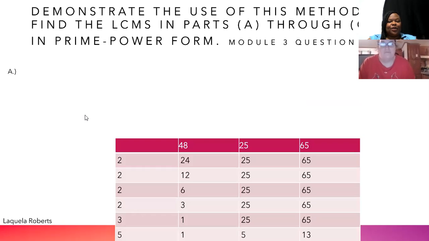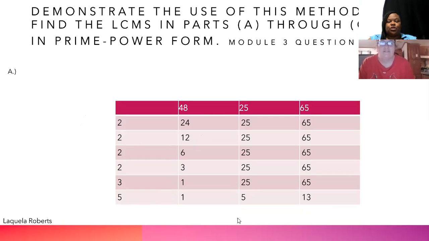All right. Here we go. So as you can see, our table is right here, right? So we have our numbers, which are 48, 25, and 65, okay? So 48 divided by 2 is going to give us 24. 24 divided by 2 is going to give us 12. 12 divided by 2 is going to give us 6. 6 divided by 2 is going to give us 3. 3 divided by 3 is going to give us 1. And 1 and 1.